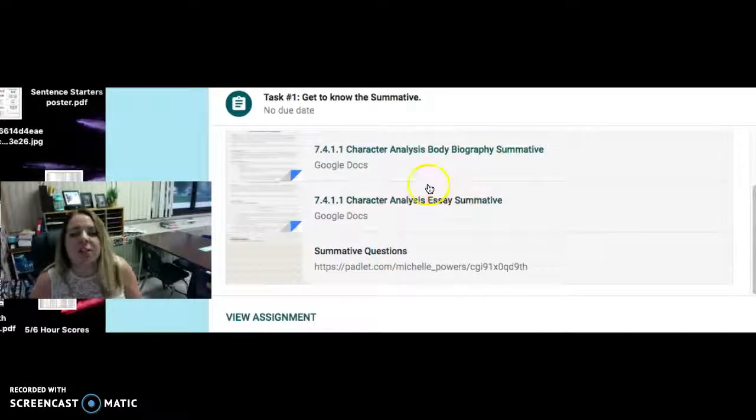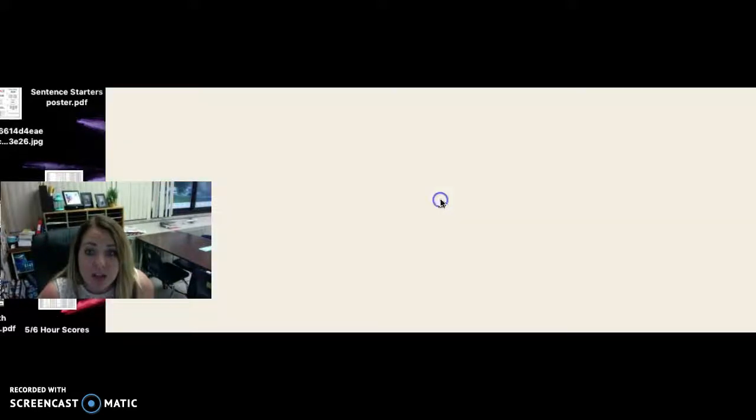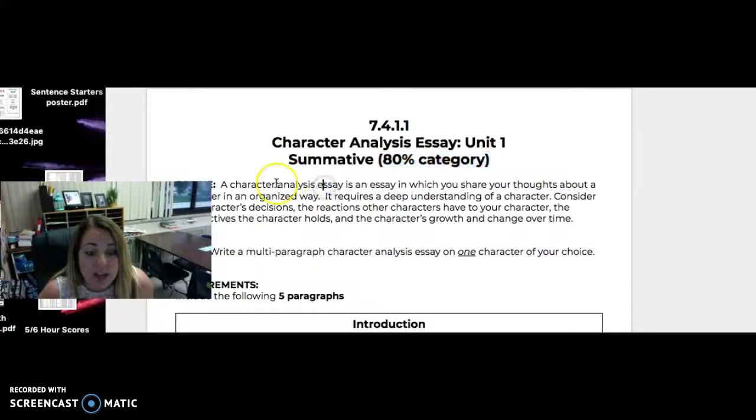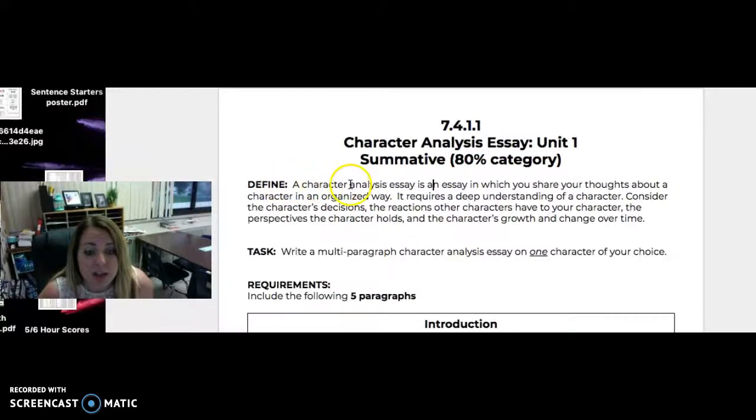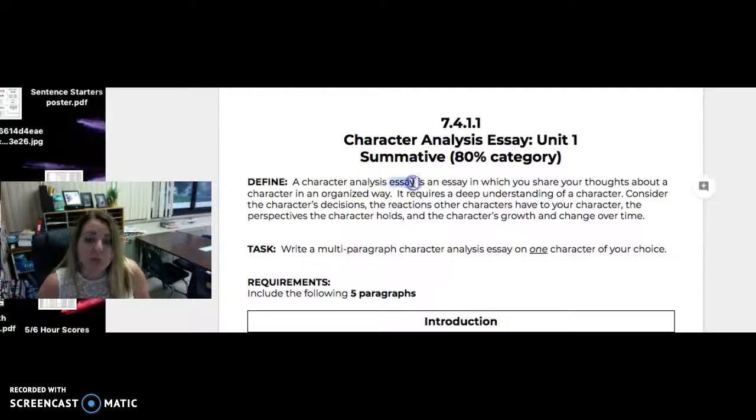Well, first I have to go through and read the essay summative directions, which actually look very similar to the body biography. Also 80% of our grade. However, it's different because it's a different assignment. It's going to tell us about a character analysis essay instead of a poster. So this would be better for people who like to write and who have organized thoughts.